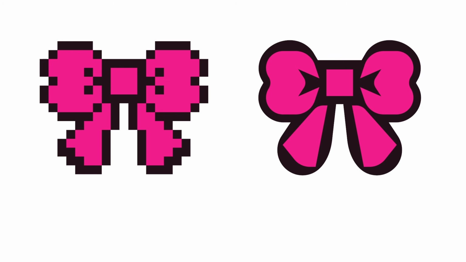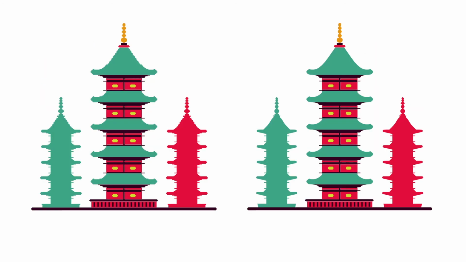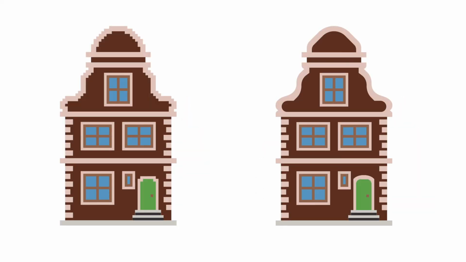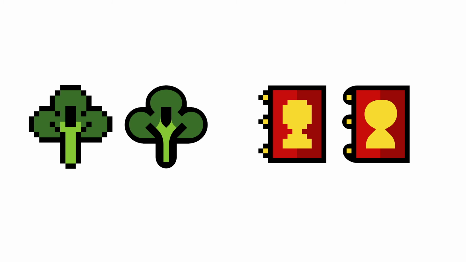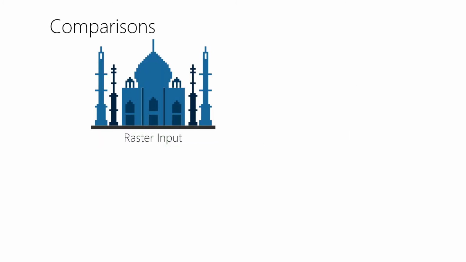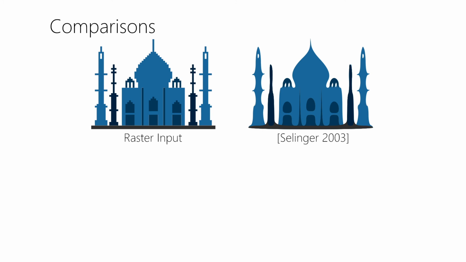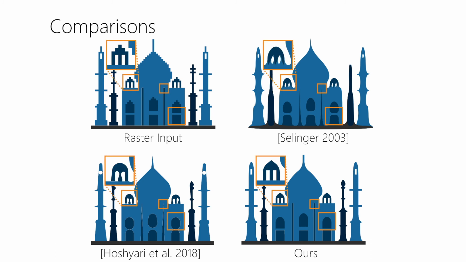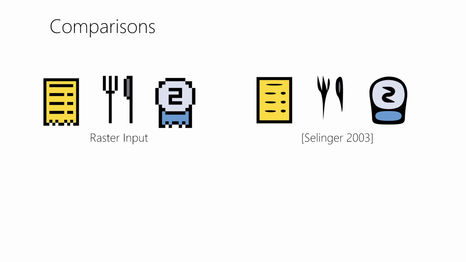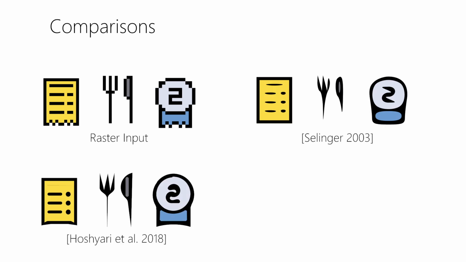Here we show a variety of vectorization results produced by PolyFit. Our results are consistently well aligned with viewer expectations, on both high and low resolution inputs. Our outputs are better aligned with human expectation than those produced by earlier methods. This advantage is most noticeable on low-resolution color inputs, where previous methods perform particularly poorly.